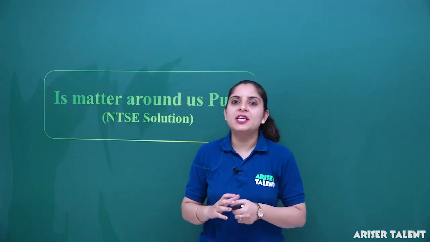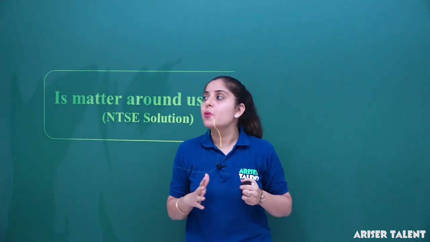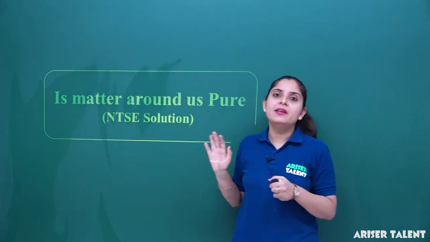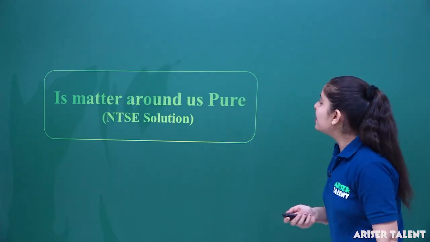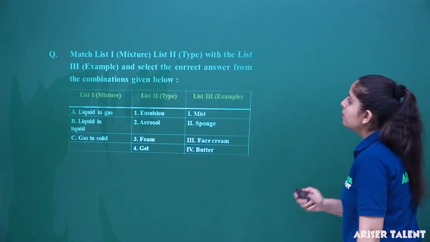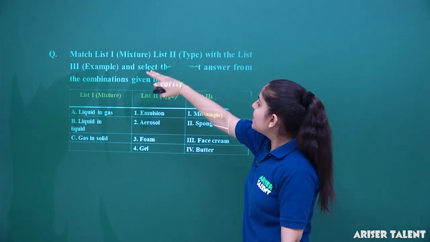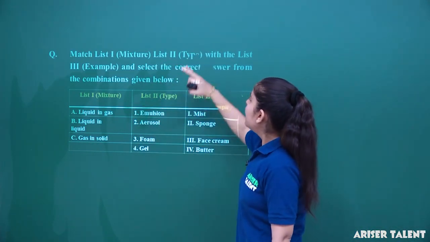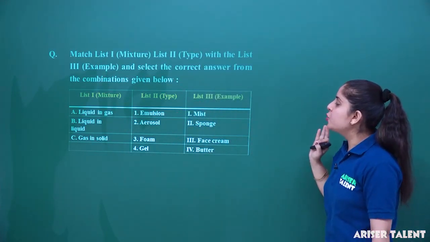Today we are going to discuss the stage 2 questions, the higher level questions of your NTSE exam, from your chapter, Matter Around Us Pure. Now let's move to the first question in this series. You have been given a match list: list 1 is the mixture, list 2 is the type, and list 3 is the example.